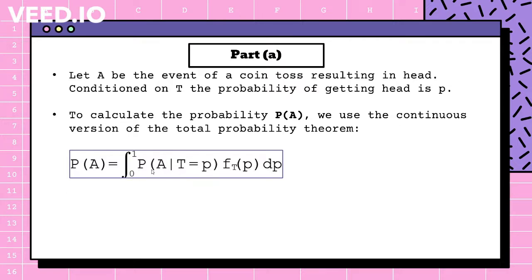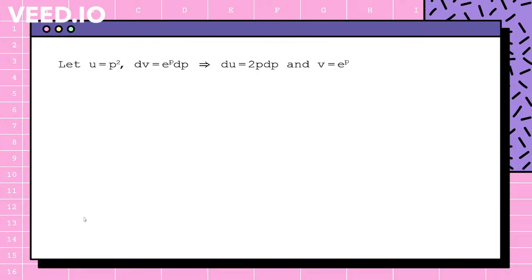This term applies whenever the probability of getting head is p. So the coin toss probability is equal to p only, and f_T(p) is given in the question. Substituting the values, this falls down to a simple integration: the integral from 0 to 1 of p squared e to the power p dp. This integration can easily be found by integration by parts. I have assumed u is equal to p squared and dv is equal to e to the power p dp, the two parts of the integration, and I can find du and v.